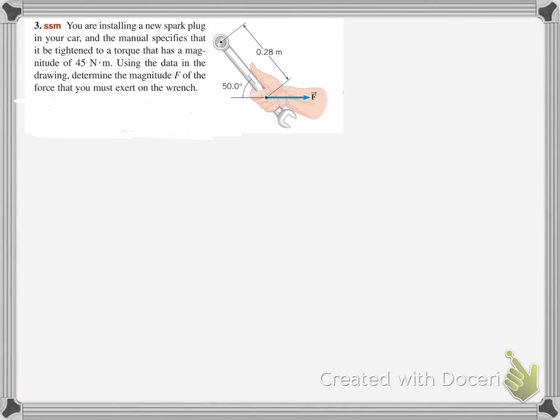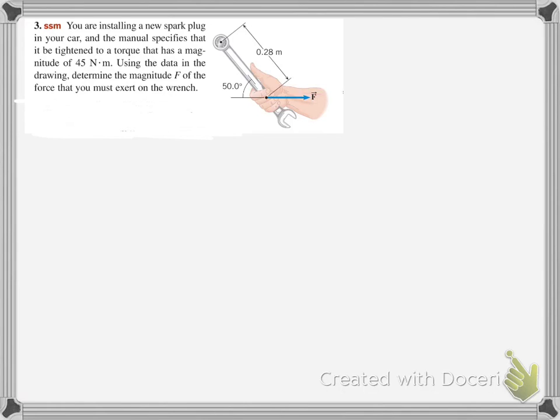Alright, so you are installing a new spark plug in your car and the manual specifies that it be tightened to a torque that has a magnitude of 45 Newton meters. Using the data in the drawing, determine the magnitude F of the force that you must exert on the wrench.